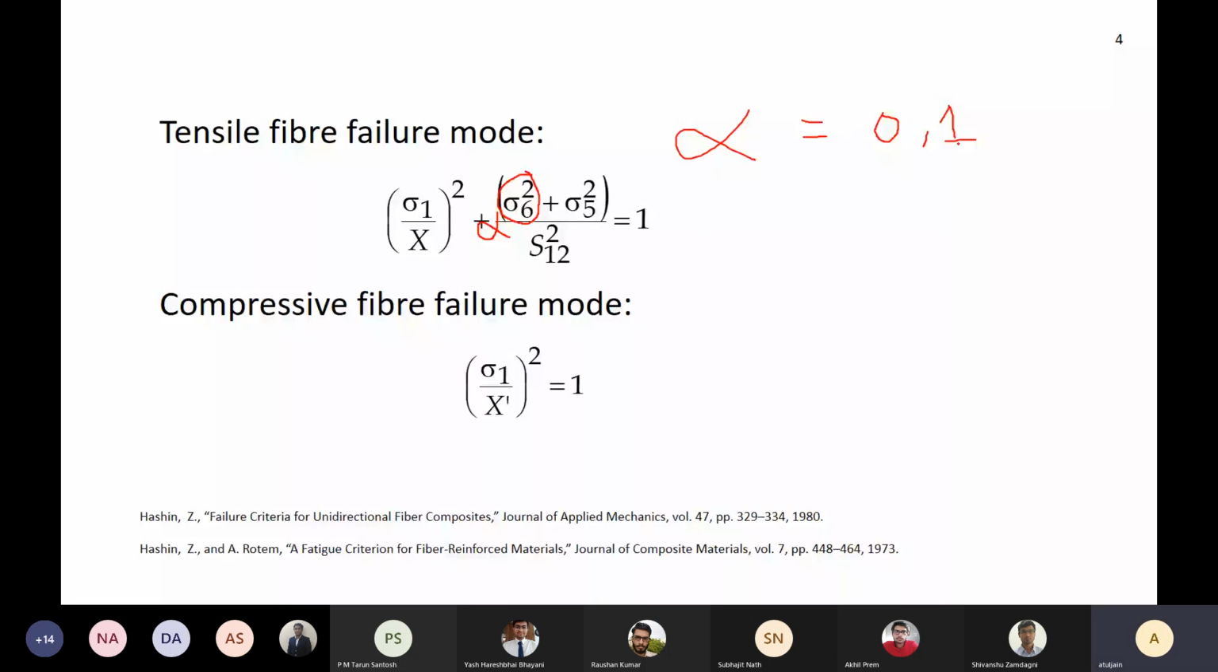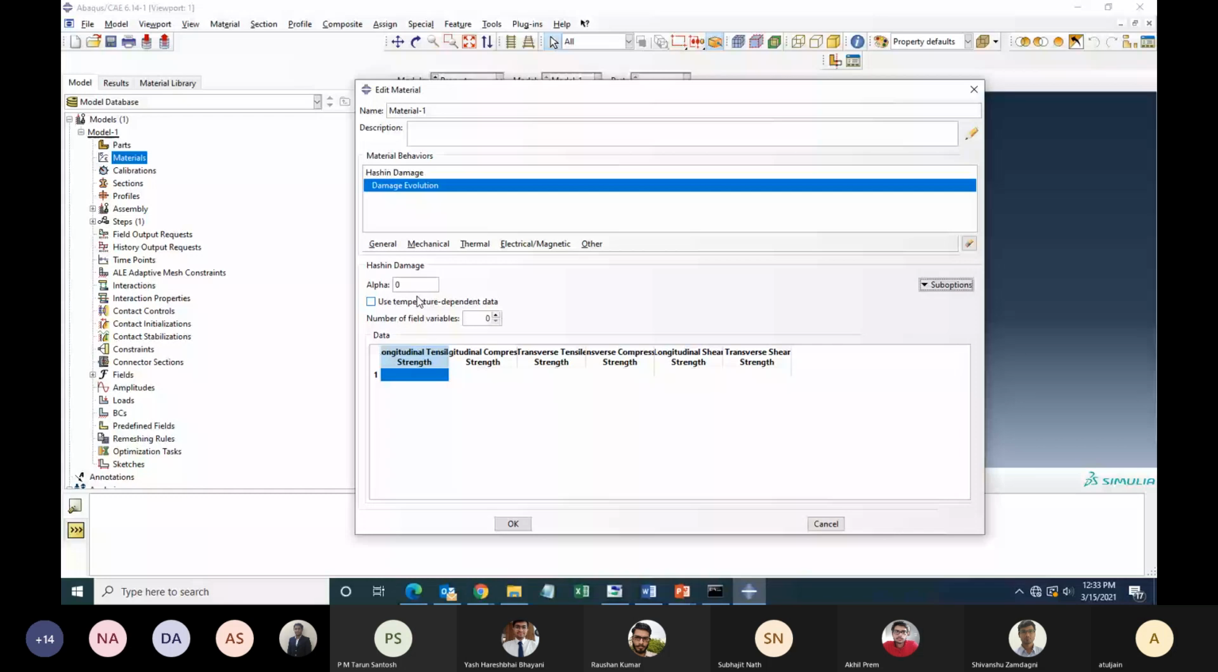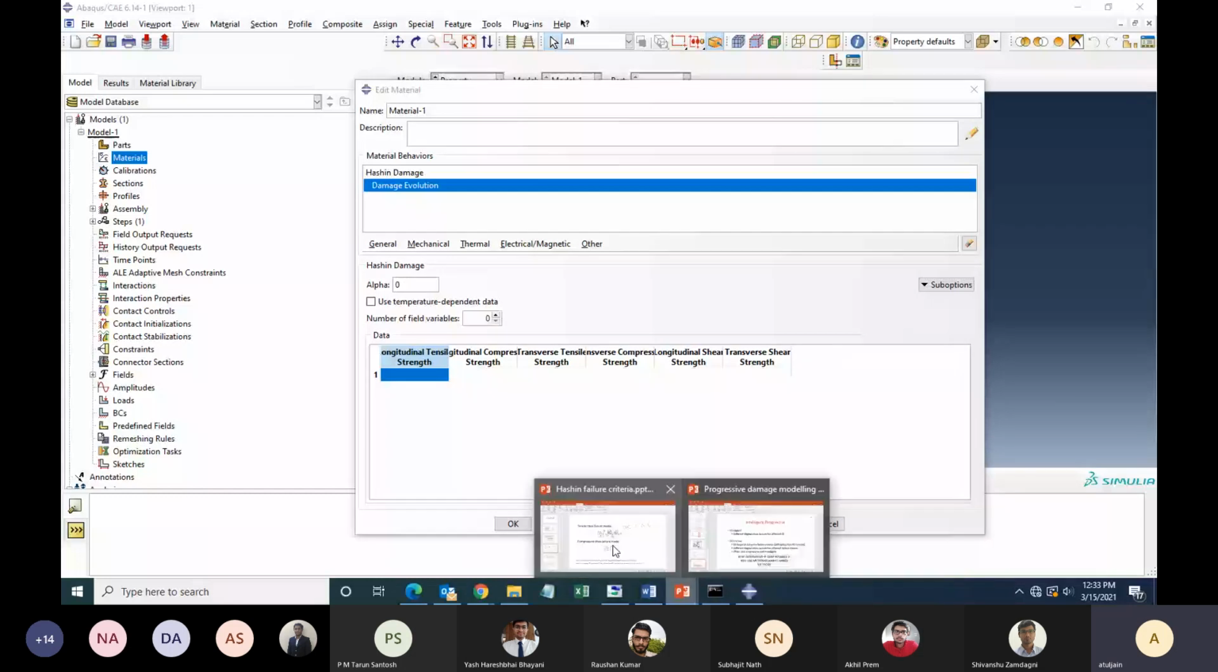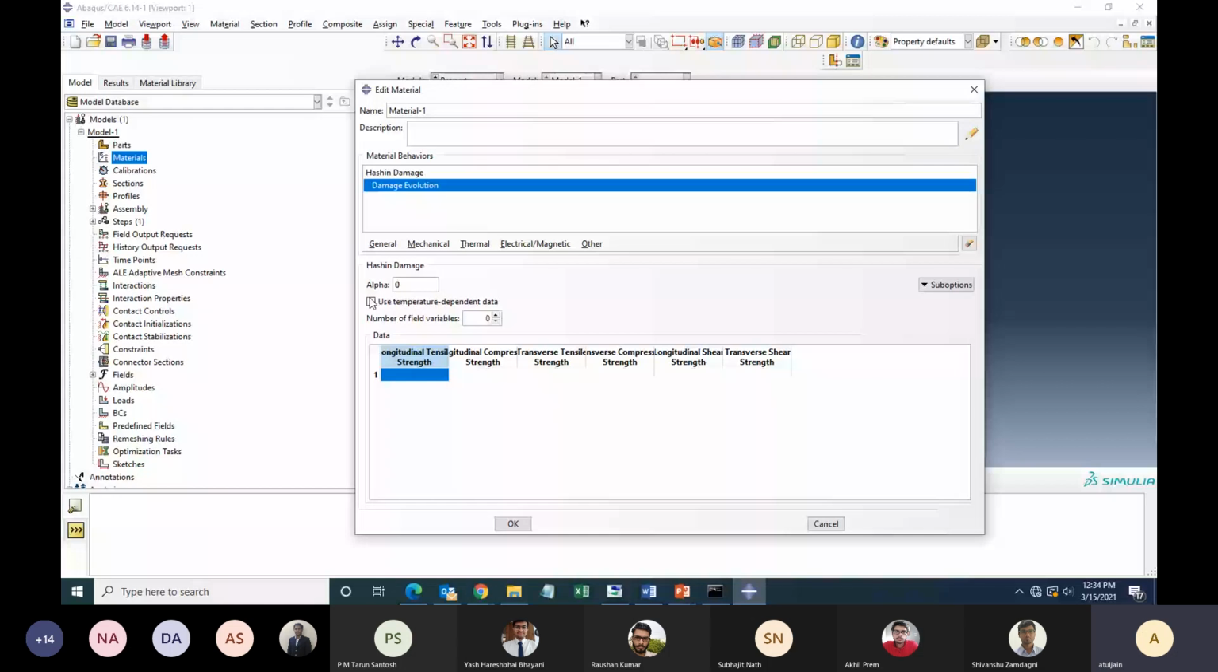If you go back to our software, you see here, can you see my software Abaqus? Yes, sir. This alpha value is this alpha that I am doing. So it is sigma 1 x square plus alpha into this term. Alpha is the shear contribution coefficient. According to Hashin failure criteria, alpha is 1. According to Rotem failure criteria, alpha is 0. Abaqus allows you a limit. You can put the value of alpha from 0 to 1, whatever value that you like.